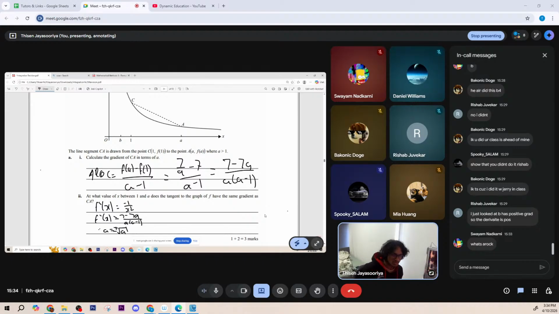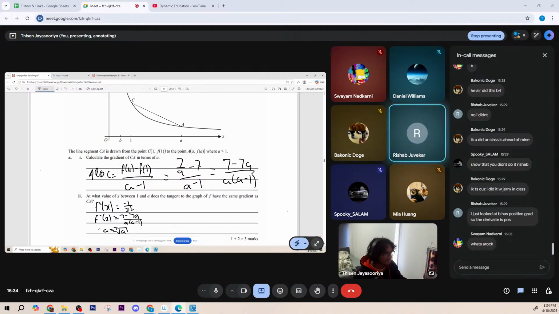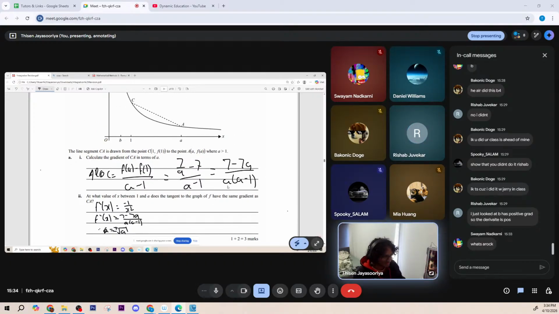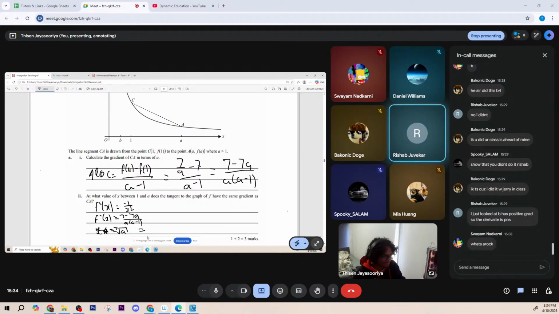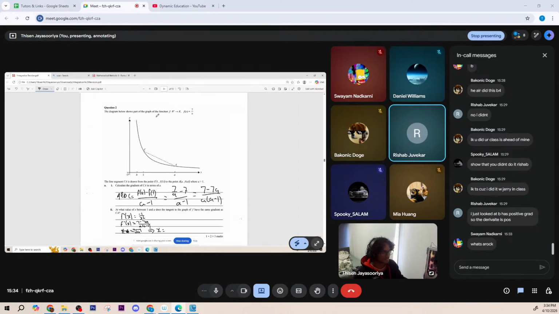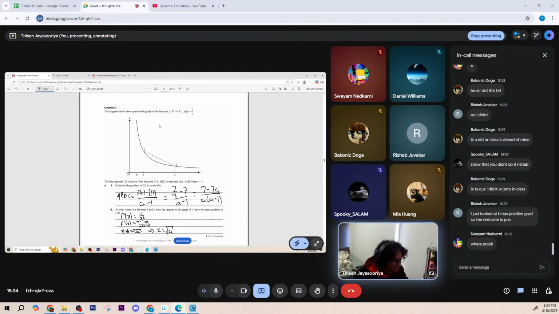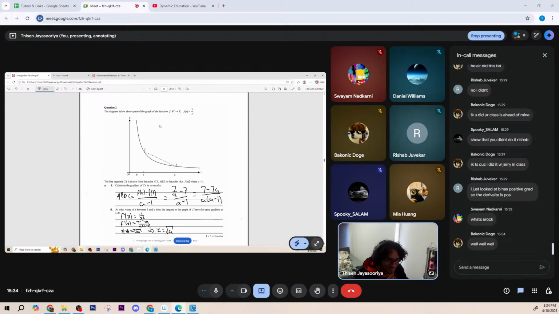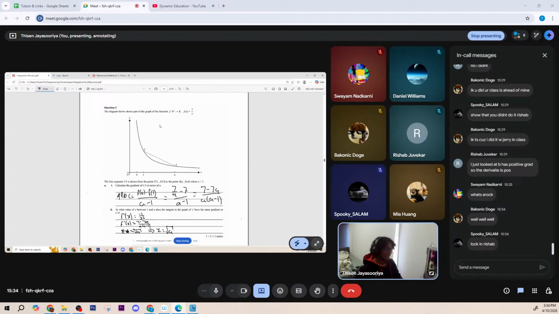Is that my final answer, Bashab? No. What's my final answer? X equals the square root of a. It's the positive square root of a, because it can't be the negative one. Alright. Yeah. Rashab's lost the plot now.